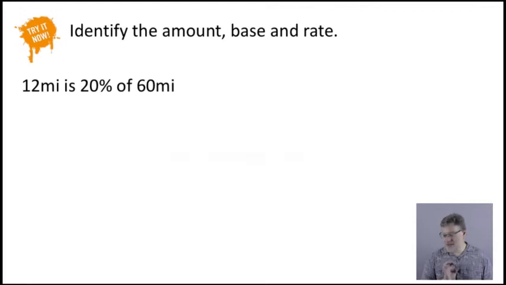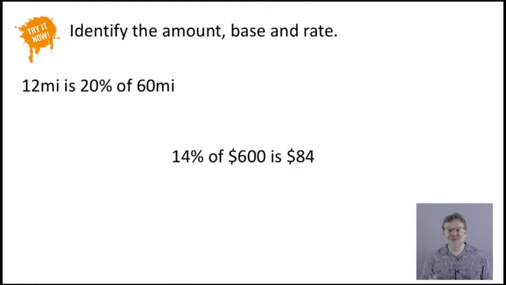Let's take a look at this one here as well. 14% of $600 is $84. That's true. What's the rate here? Well, again, it's the percent. That's the 14%. We are taking 14% of what? The of indicates what the base is. The base is $600. And lastly, that third number, which is the answer to the question, what is 14% of $600? That's the amount, which is $84.